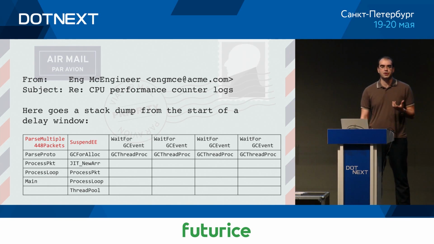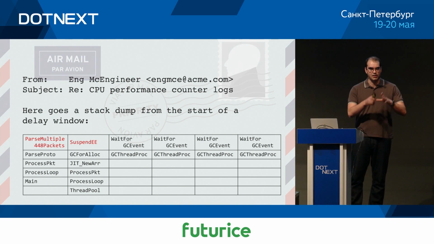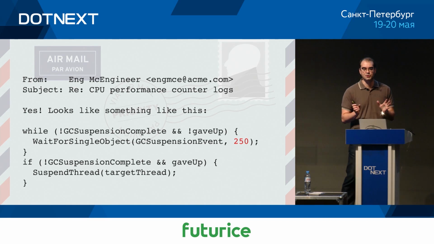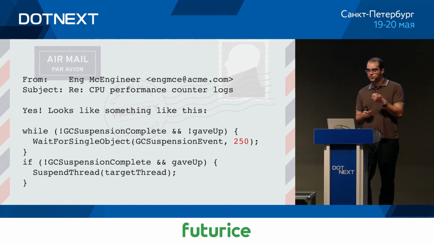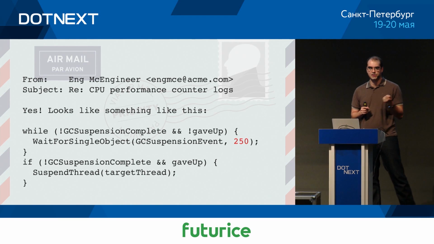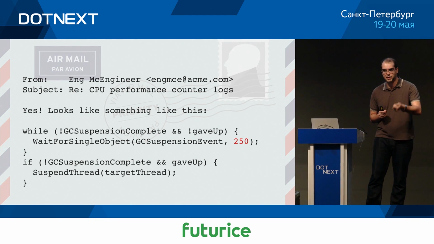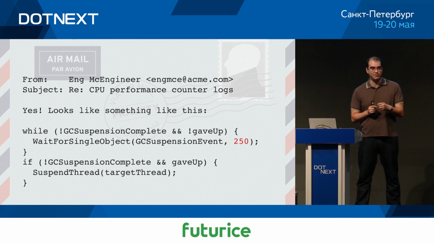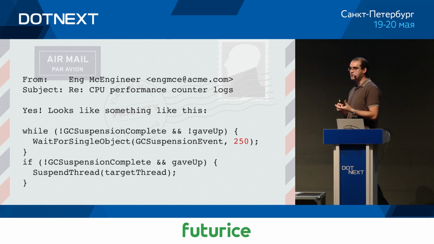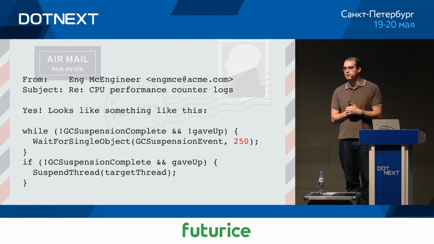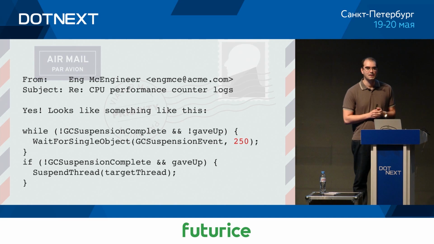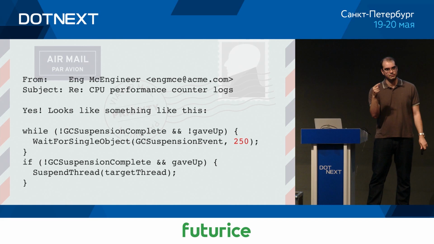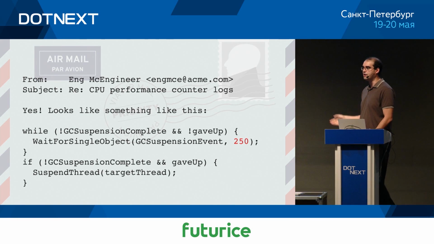So we reverse engineered the SuspendEE function in general terms, and we got something like this. Here's what it's doing in pseudocode. While not GC suspension complete, so as long as we haven't successfully suspended all the threads, and not gave up, as long as we haven't given up, do a WaitForSingleObject with a 250 millisecond interval. So this is where the 250 is coming from. And this is happening in a loop, okay? So it can happen once, twice, 5 times.